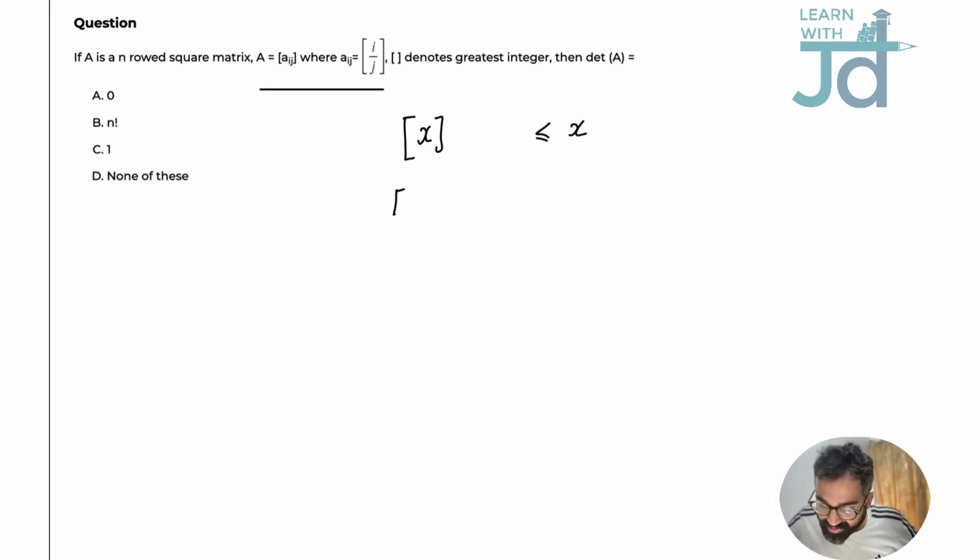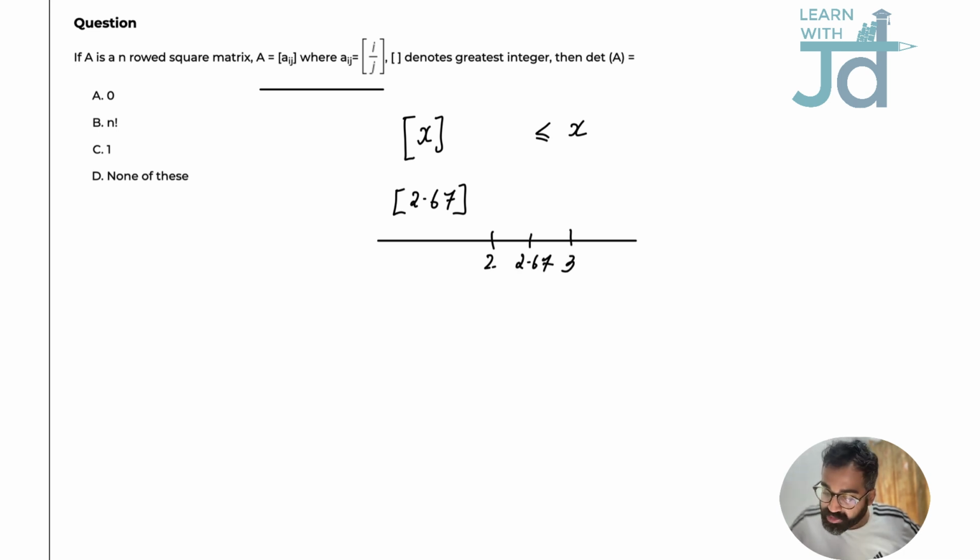Okay, so suppose I say 2.67, greatest integer of 2.67. If you see in the number line, 2.67 is between 2 and 3. So I am asking you which is the greatest integer which is less than or equal to this value. Of all the integers, it is 2. So this answer is 2. Suppose I ask you like this, minus 2.67, what is its greatest integer?